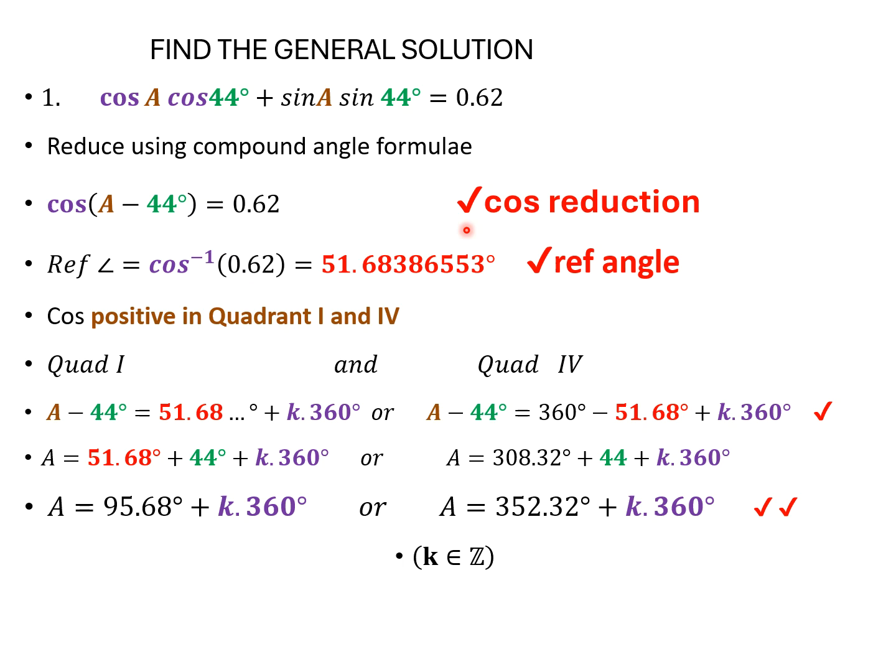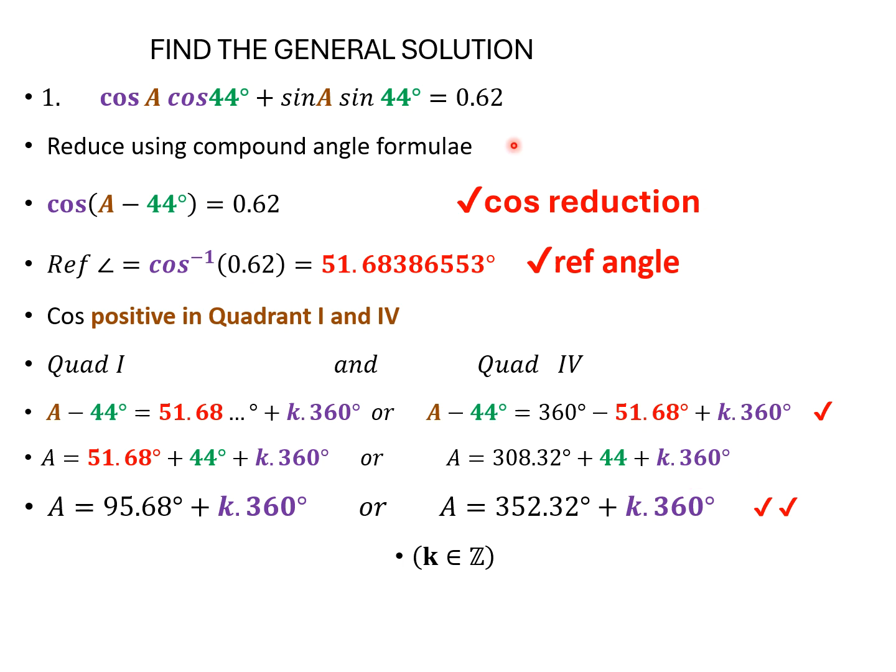So 1 mark for my cos reduction using compound angle formula, 1 mark for the reference angle, 1 mark for creating the two equations, and 1 mark for simplifying both equations. Right, so that's the one way.